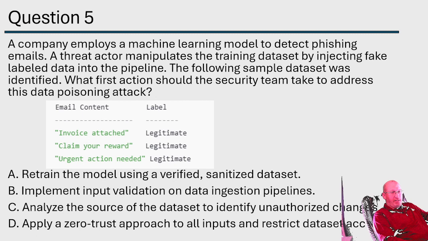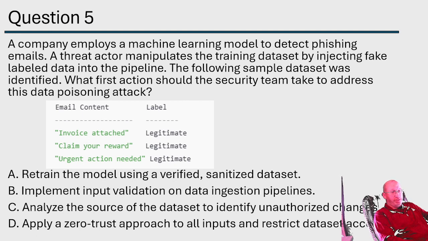C, analyze the source of the data set to identify unauthorized changes. I could see where that could come in handy because we could see the attack and we see that the threat actor manipulated it. So analyzing the source of the data set, we would be able to analyze to figure out if the data set is actually coming from a legitimate source. We know that the threat actor manipulated it. So, I mean, I can see that as being a possible answer. Yeah, so A and C so far.